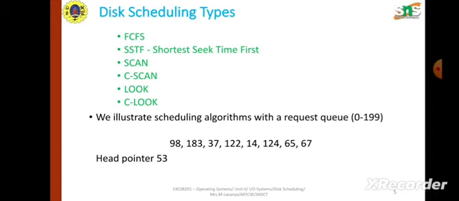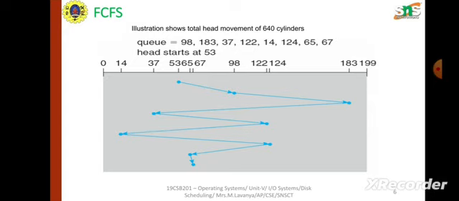The first type is the FCFS disk scheduling algorithm. FCFS stands for first come first serve. We have already seen FCFS under CPU scheduling and page replacement algorithms. Likewise, in disk scheduling, FCFS serves the queue in the arrival sequence itself. So the queue of requests that arrives from 98 to 67 will be served in the same arrival order.